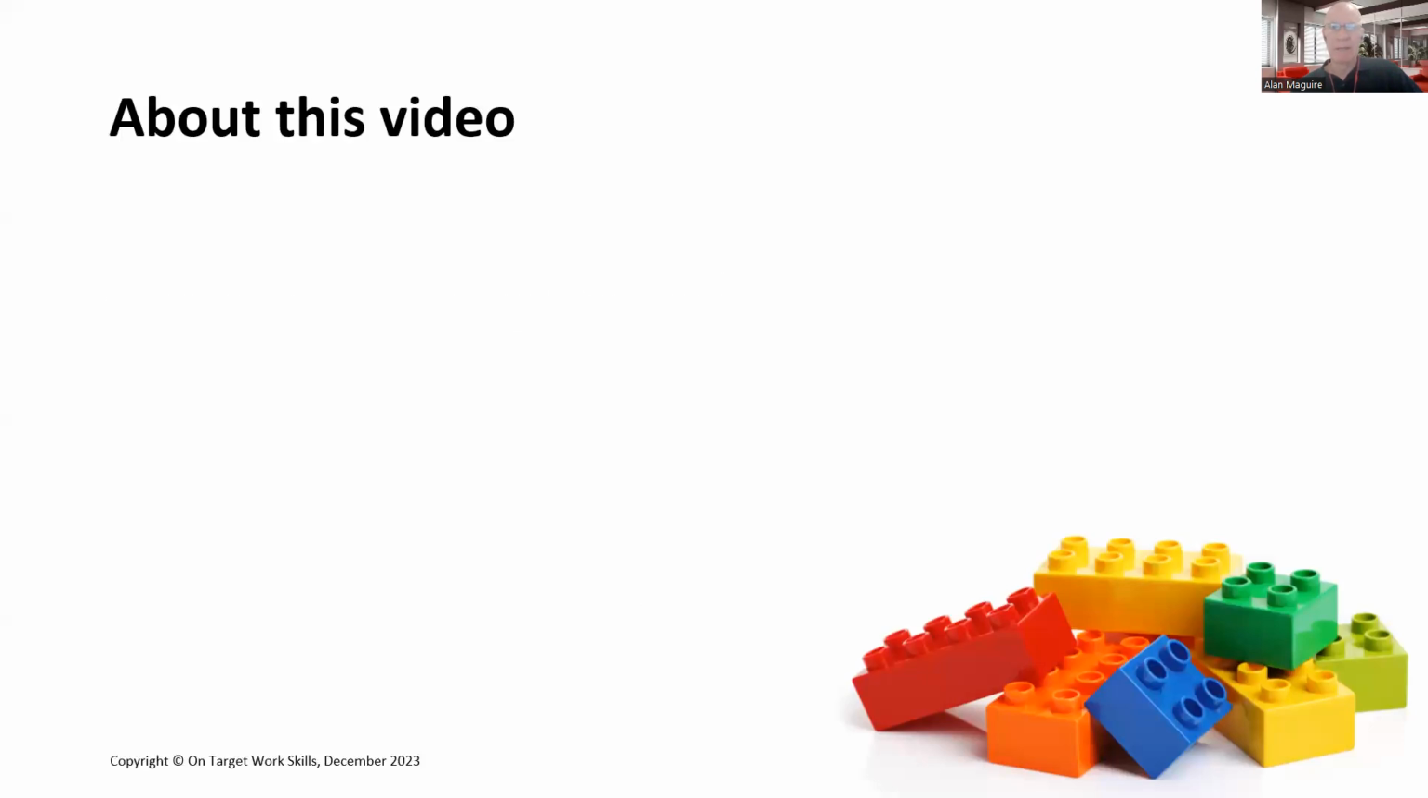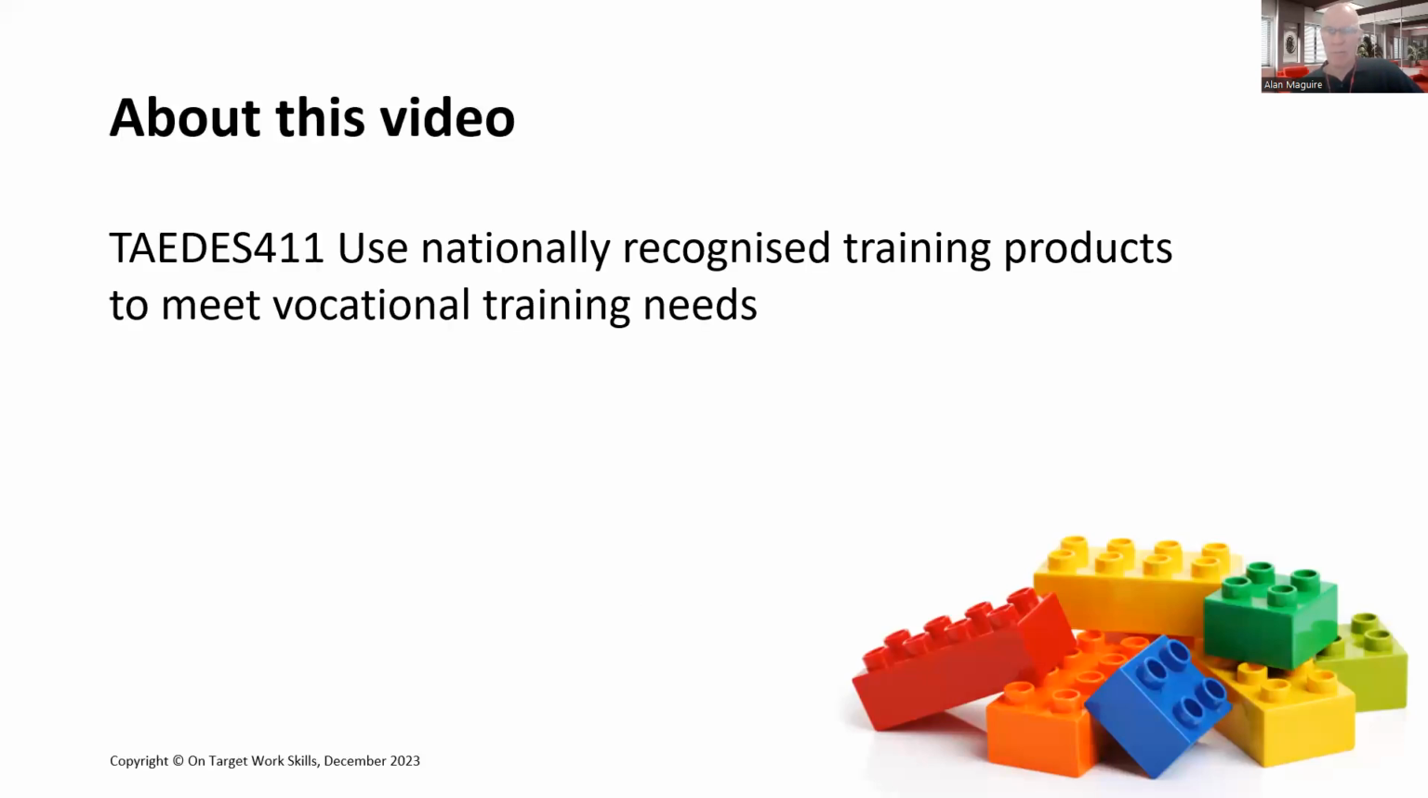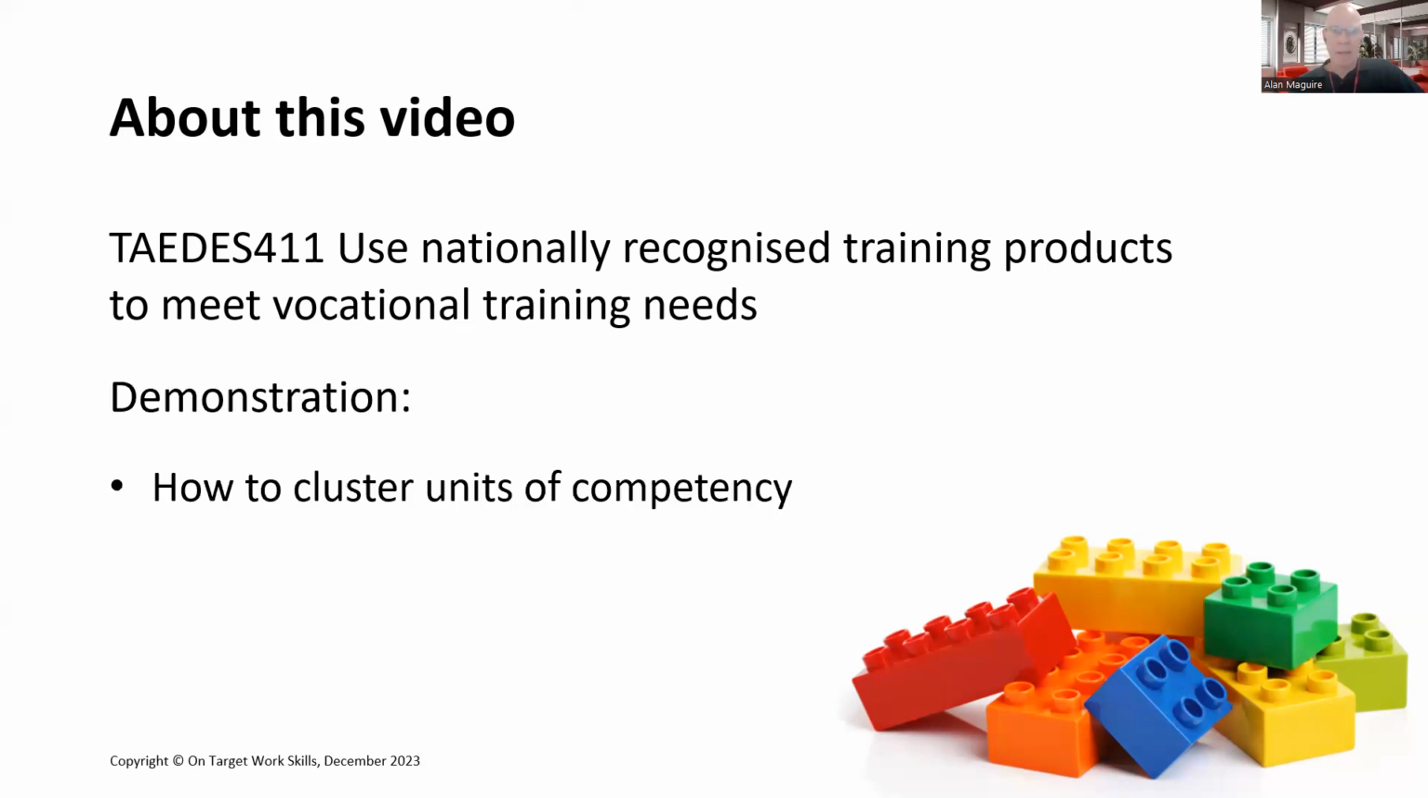In this short video, I'm going to look at clustering and sequencing units of competency that are within a qualification. This particular video relates to a unit of competency in the Certificate IV in Training and Assessment, being use nationally recognised training products to meet vocational training needs. I'll do a demonstration of how to cluster units of competency and also how to sequence units of competency.